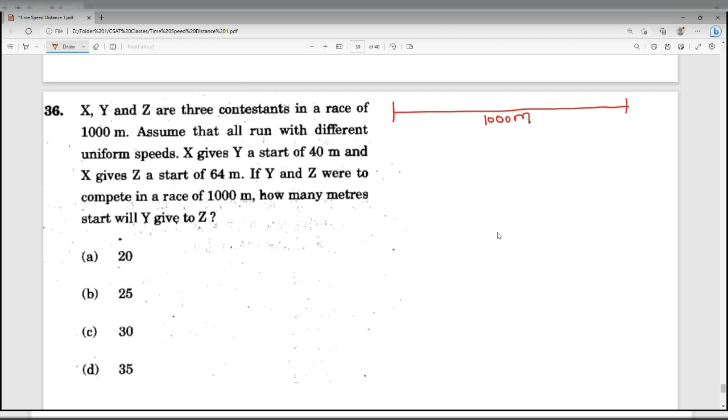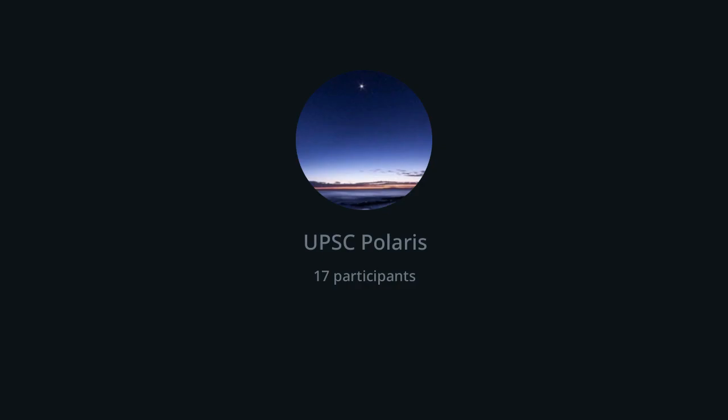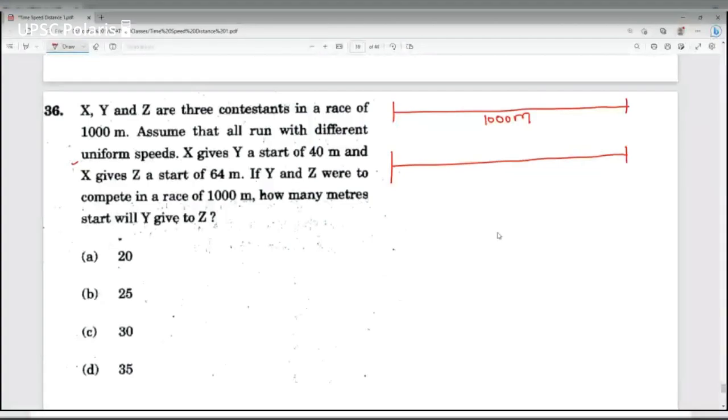And they are saying that assume that all run with different uniform speeds. So they have different speeds that are uniform, and X gives Y a start of 40 meters. So what they are saying is, if someone has to give a start of 40 meters, X would be here, and X is saying that Y, you can start the race 40 meters away. So this is total is 1000 meters.